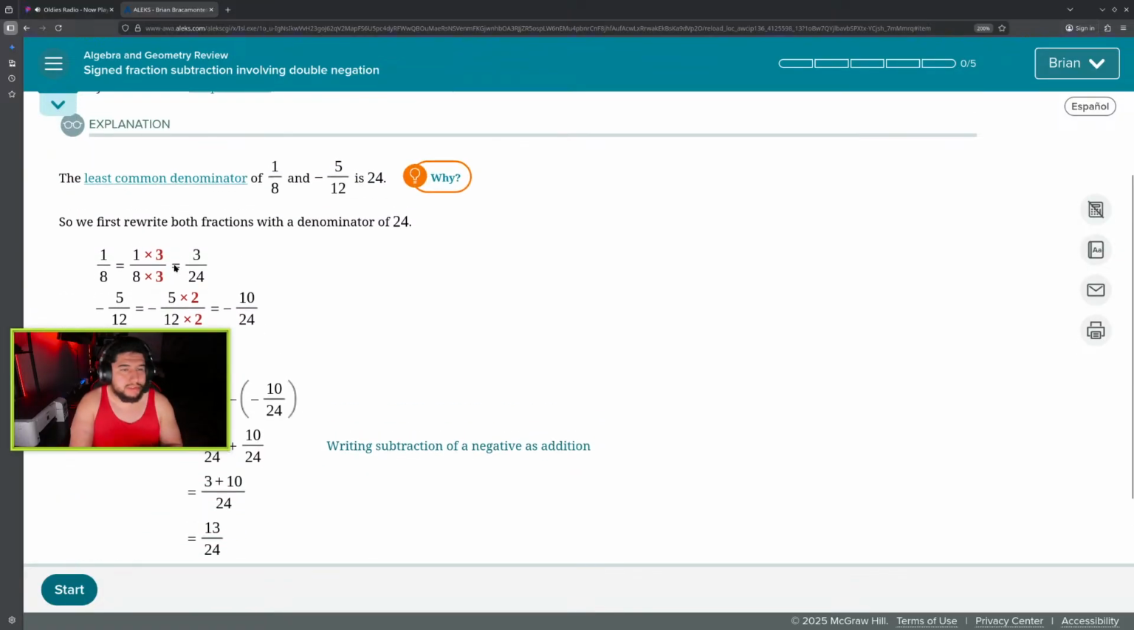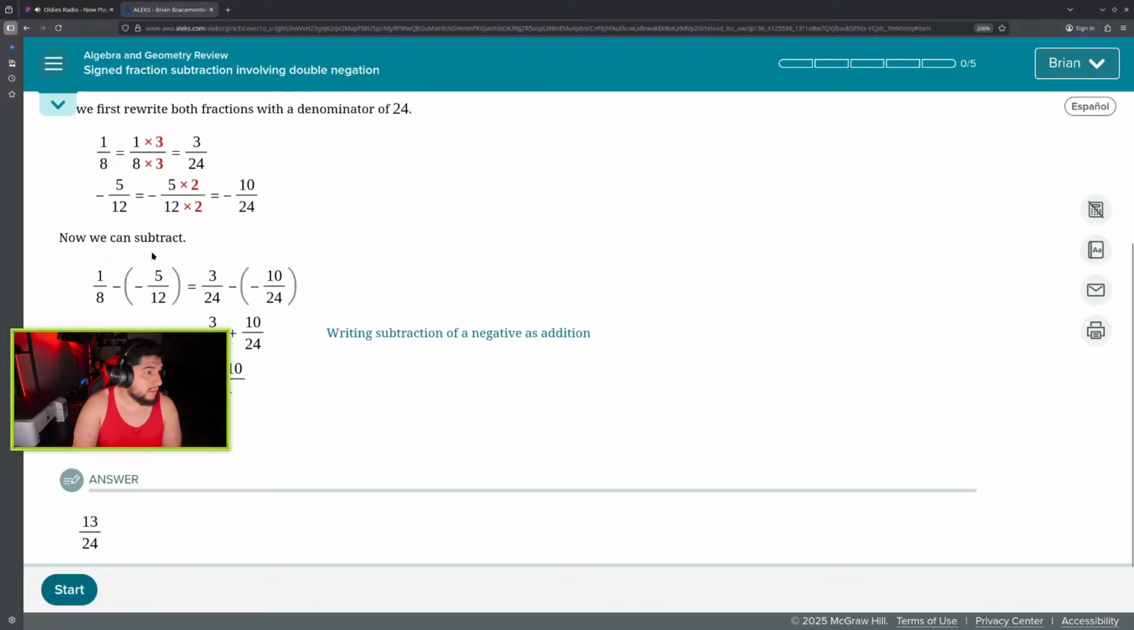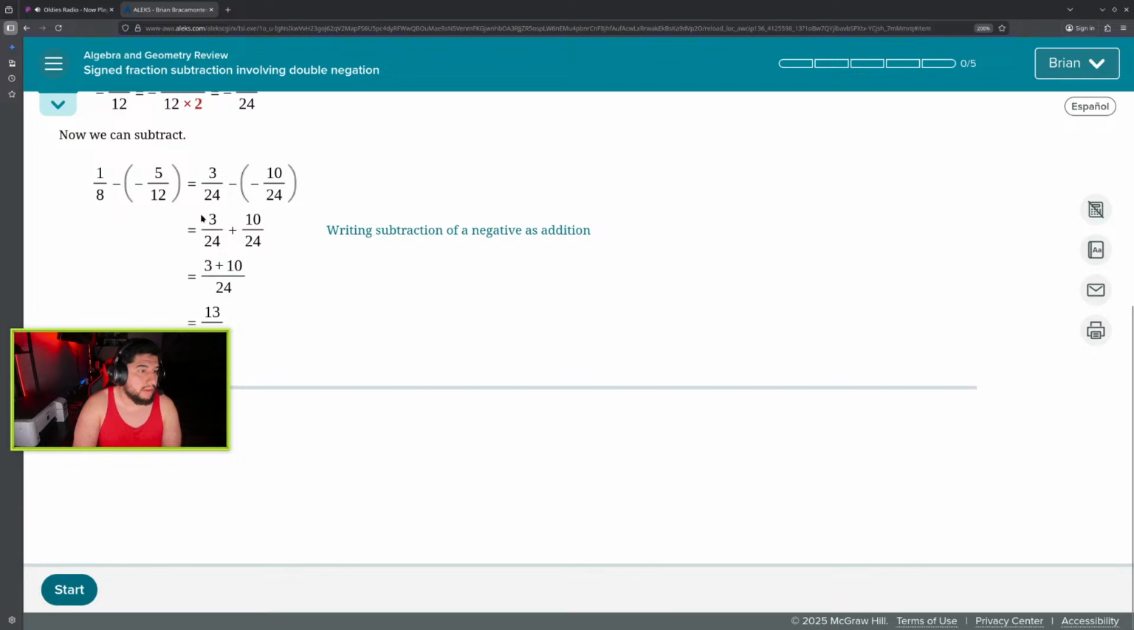All right, I'm just gonna leave it here for you guys to read. Should I read it for you? Yeah, I'll read it for you guys. The least common denominator for these is 24. So we first rewrite both fractions with the denominator of 24. Then we can subtract. So we plug it in. We convert this symbol to a plus. All right. So 3 and 10 equals 13. So it's 13 over 24.